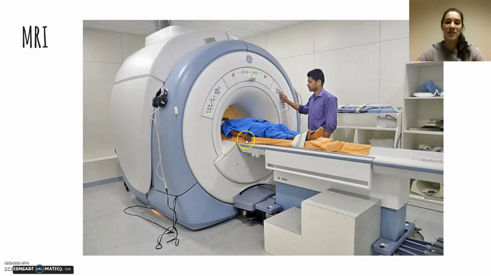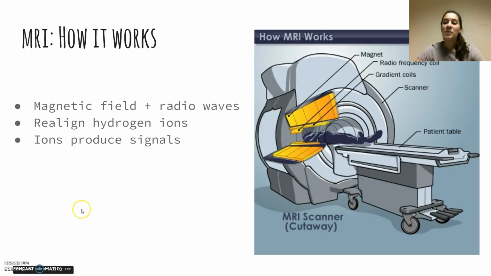So this is what an MRI machine looks like. You can see the person going into the middle of the tube. MRI stands for magnetic resonance imaging. So how it works, it uses a magnetic field and radio waves to create detailed images of the organs and tissues in the body. The magnetic field temporarily realigns hydrogen ions in your body, and the radio waves cause these ions to produce faint signals, which are used to create the cross-sectional MRI imaging.